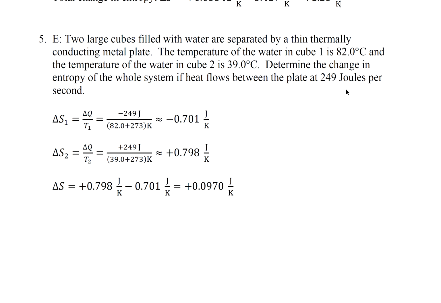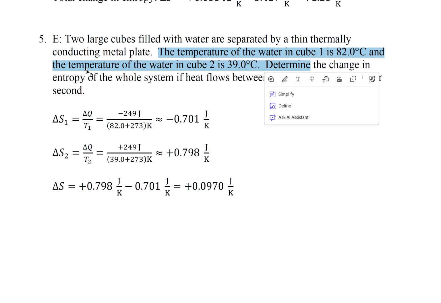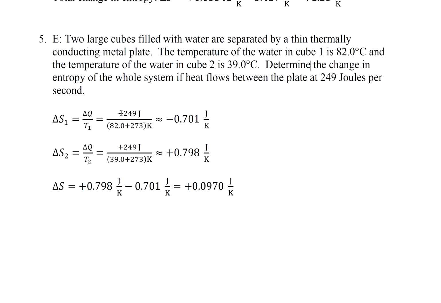So remember, energy goes from hot to cold. So cube 1 is going to lose energy and cube 2 is going to gain energy. That's why cube 1 has a negative sign here. And that's why cube 2 has a positive sign here. And this is the change in entropy of the whole system. You just subtract the two.